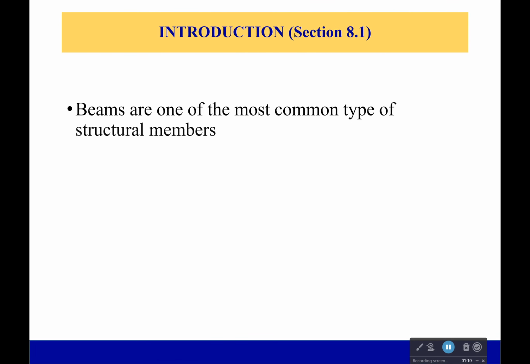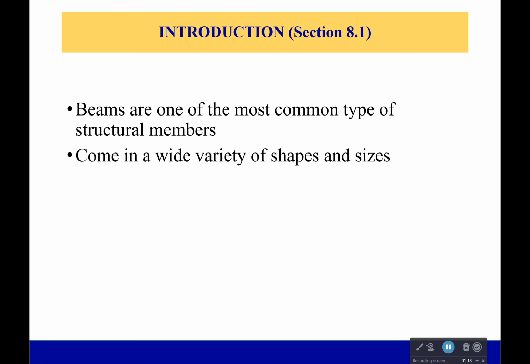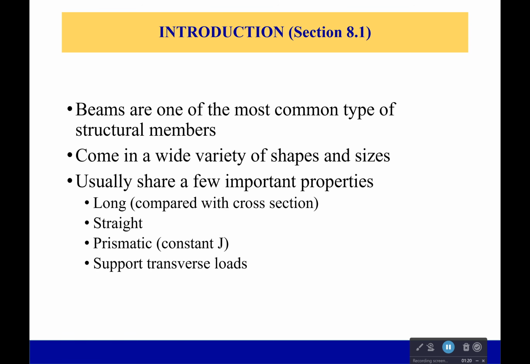So first off, let's get some terminology out of the way. So beams are one of the most common type of structural members. And they come in a wide variety of shapes and sizes. But they usually share a few important properties. They're all long, compared with their cross-section at least. They're typically straight, prismatic, which means they have that constant polar moment of inertia, and they can support transverse loads.